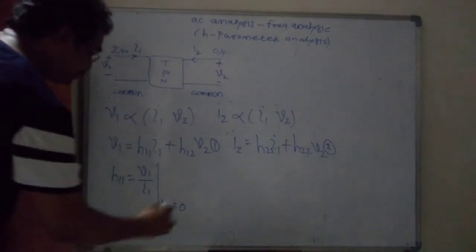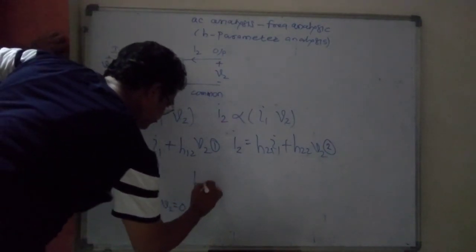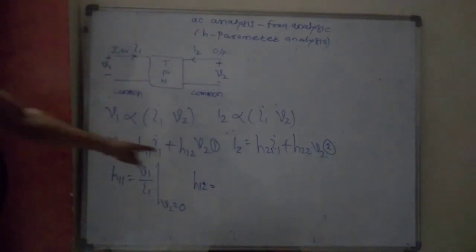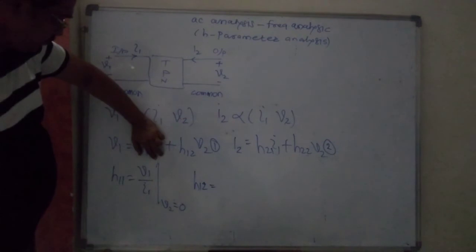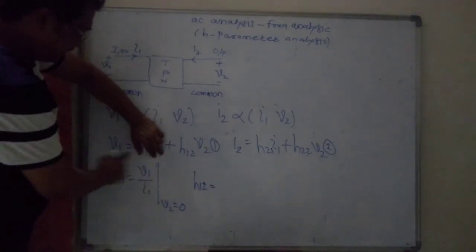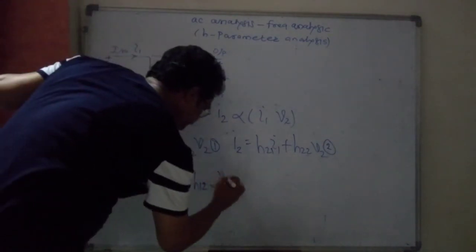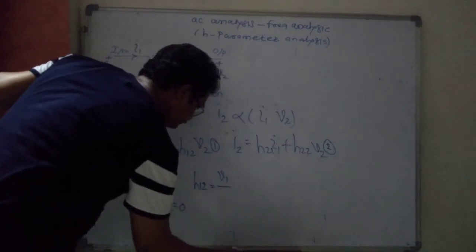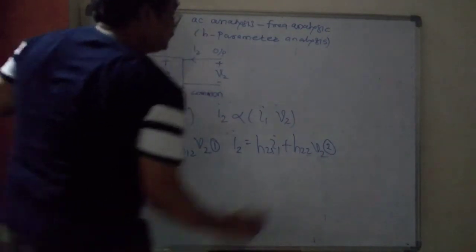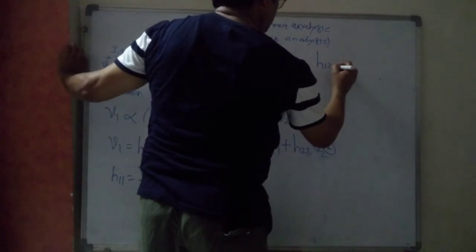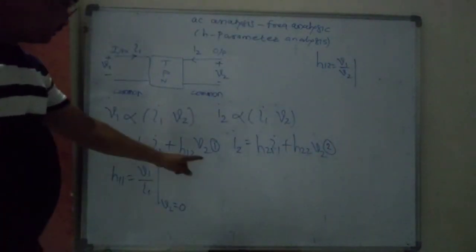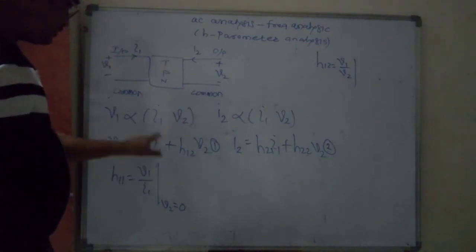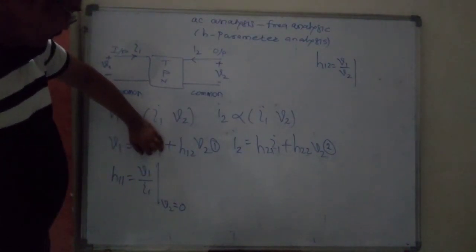Second parameter, H12. Now what will be H12? This is to be 0. I1 is 0. If this is 0, then H12 will be V1 upon V2. For that, I1 0 means this whole will be 0. Then V1 by V2 will be H12 with I1 0.